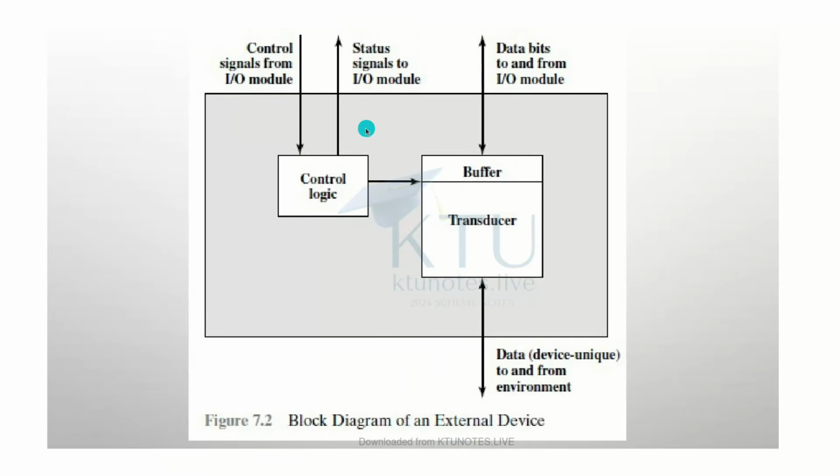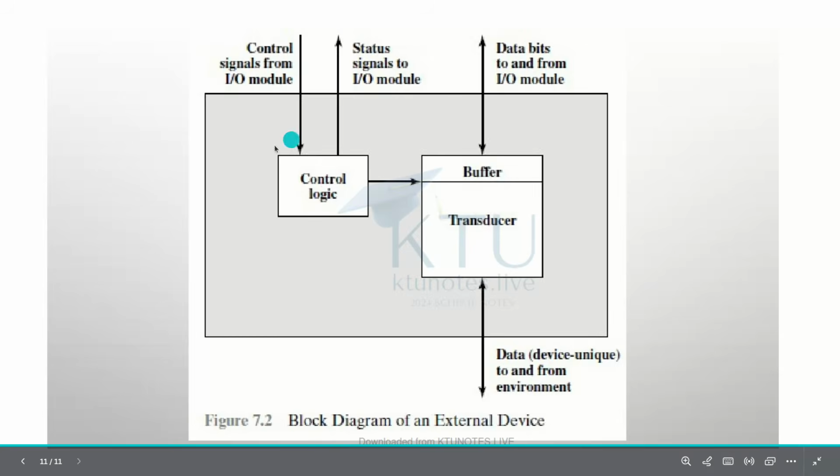If you see this diagram, control signals come from the IO module to the control logic, and status signals are given back to the IO module. Through the control logic, we understand whether the device is ready and whether it has done that work. After doing the particular operation, what do we give to the IO module? The status: if finished, then done; if an error occurred, then error; or whether the device is ready. That is done by our control logic itself.